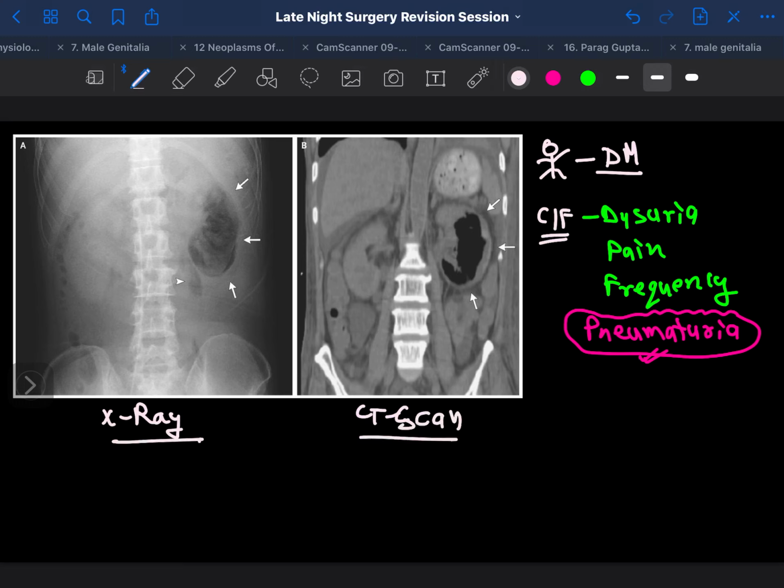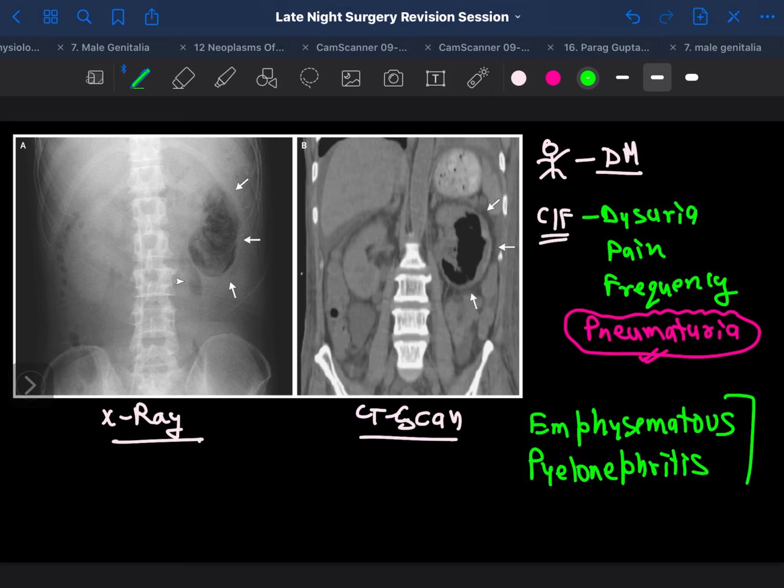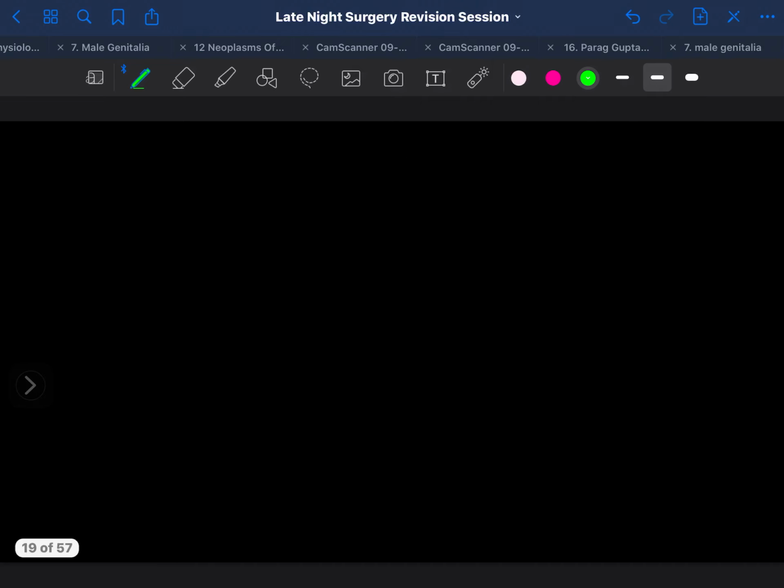Can you please tell me, guys, what is the diagnosis over here? Now, if you say that the diagnosis of this particular patient is emphysematous pyelonephritis, you are absolutely correct. So this is a patient who is suffering from emphysematous pyelonephritis. Okay, I hope you got this particular point right.